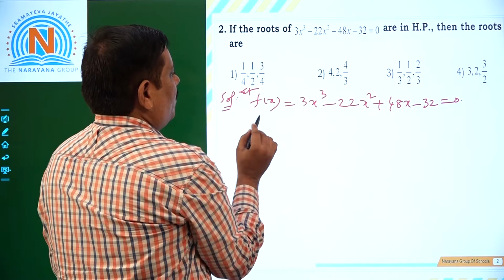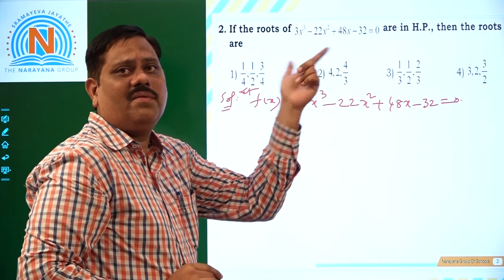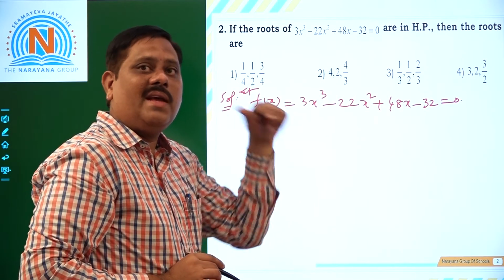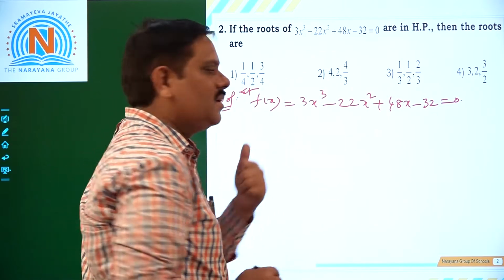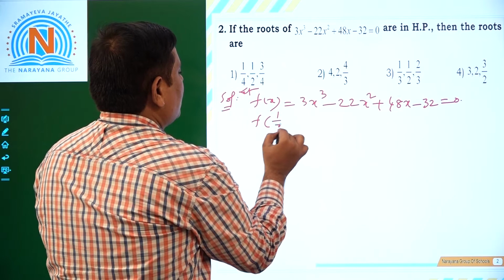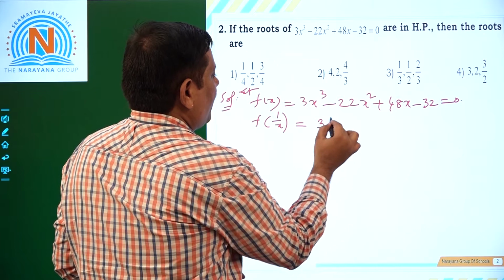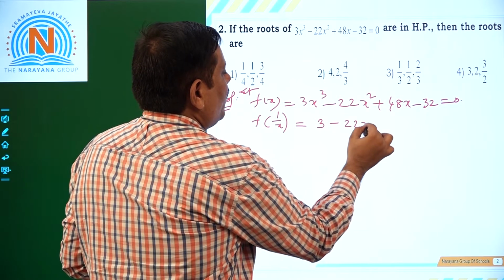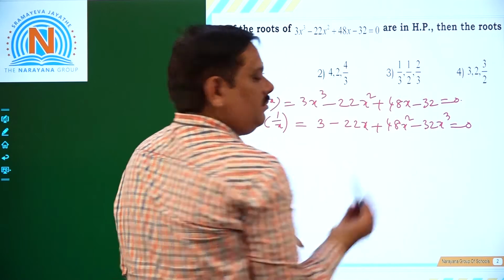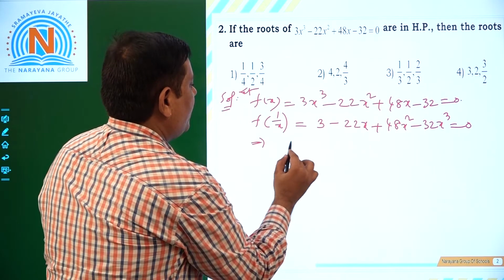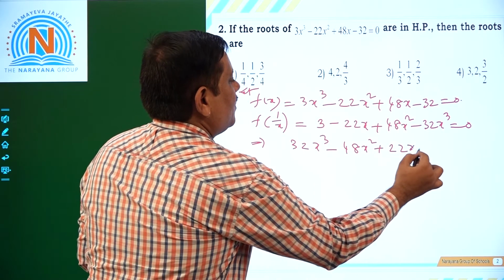F of 1 by x is 0. If at all the roots of f of x are in HP, certainly the roots of f of 1 by x is equal to 0 will be in AP. Then we can use the conditions of AP and solve it. So that's what I am trying to do in this case. Now let us write out f of 1 by x. That is equal to 3 by x cube. So I can write it as 3 minus 22x plus 48x square minus 32x cube is 0. Okay, that is otherwise we can write it as 32x cube minus 48x square plus 22x minus 3.